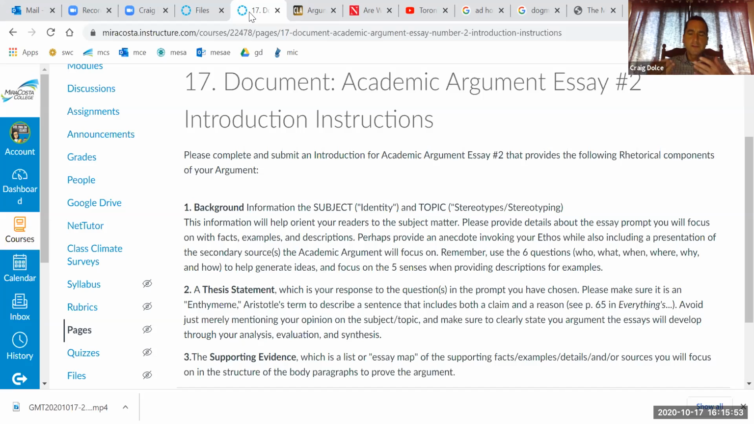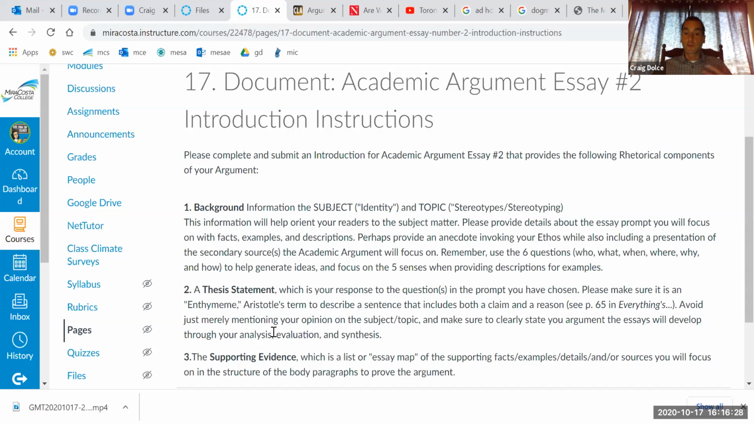So ideally, when we're talking about the intro paragraph, you want to make sure that you're providing that background information on your subject, presenting the thesis statement, and listing out, or I like to call it the essay map, right, of the supporting evidence. So as the reading from Rules of Thumb says, indicate the parts of your essay. And essentially, that's just another way of listing out the support. What facts, what examples, what details.